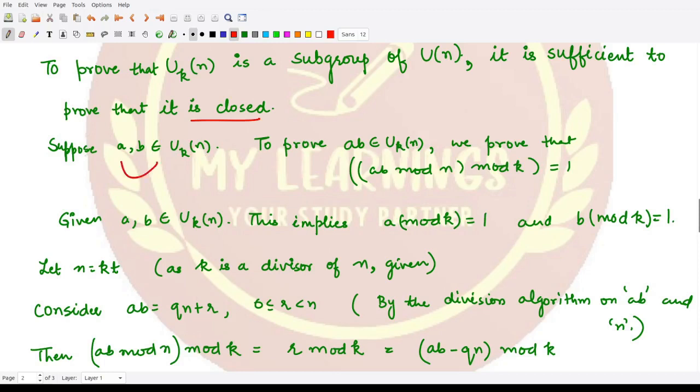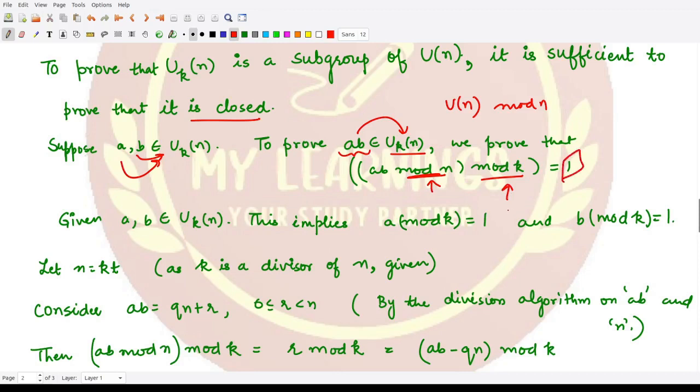So for closure, what do we do? We take any two elements from the set and prove that their composition, their multiplication, is also present here. What does it mean for AB to be present here? We first take its mod N, because they are taken from UN where the operation is mod N, and then mod K. This is an expression where you apply the modulus operation twice, once with N and then with K, and you have to get the answer as 1.